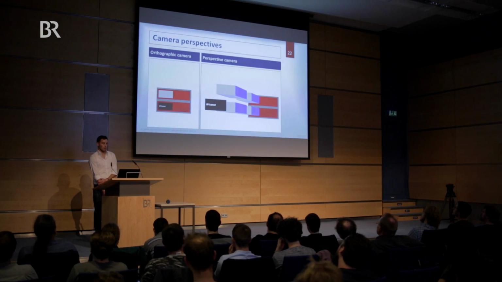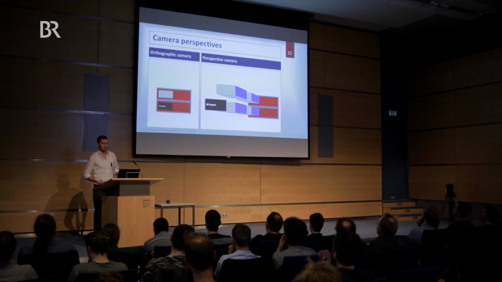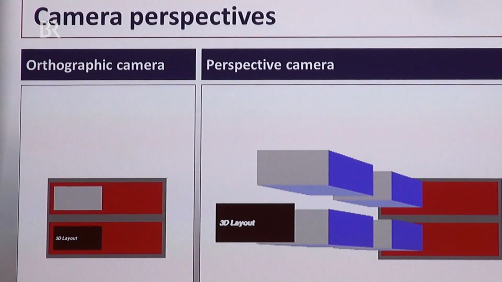On the left side you see the orthographic camera. There you can't see the Y's or the depth, you can't see anything. And on the right side, the perspective camera, there you can see it. It's just like real life, you look with a perspective camera. So if you make something with 3-dimensional elements or animations, you should use the perspective camera.